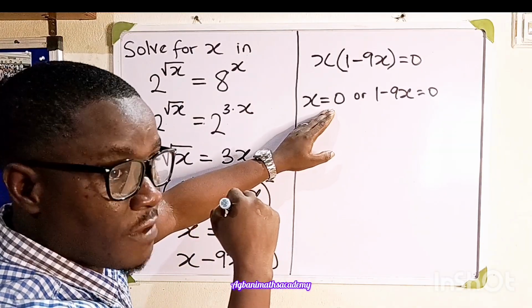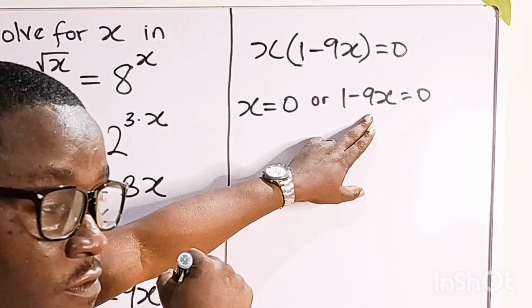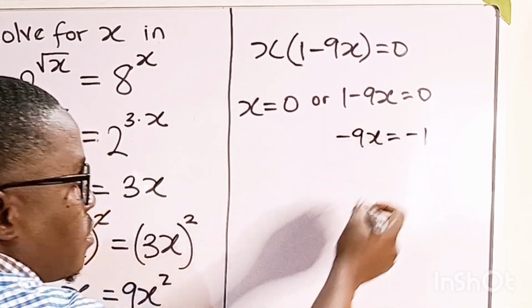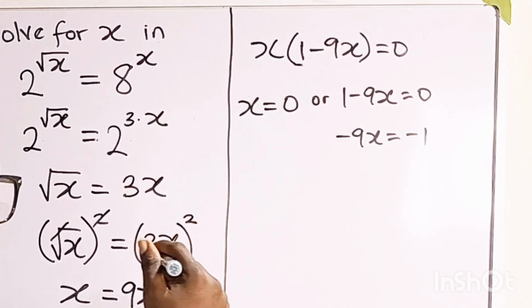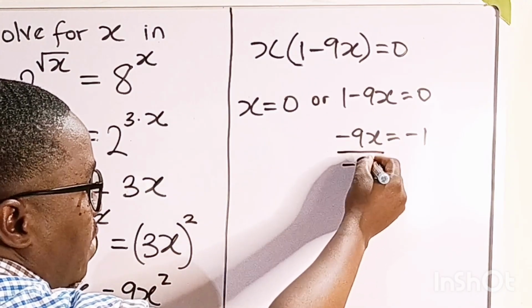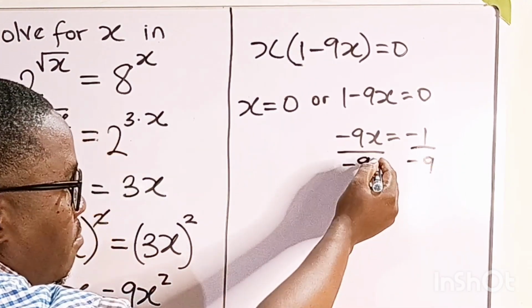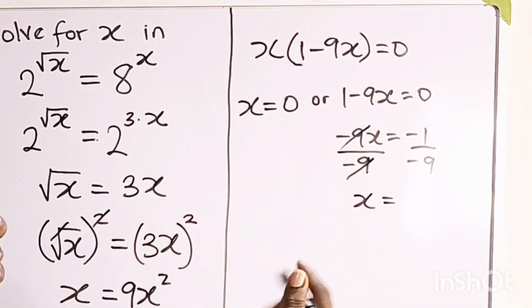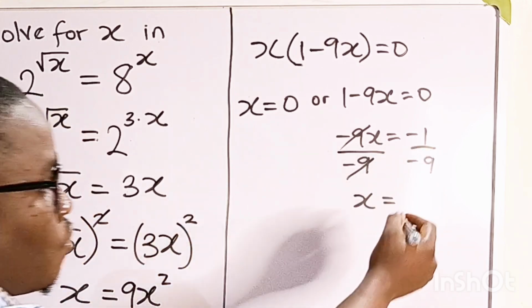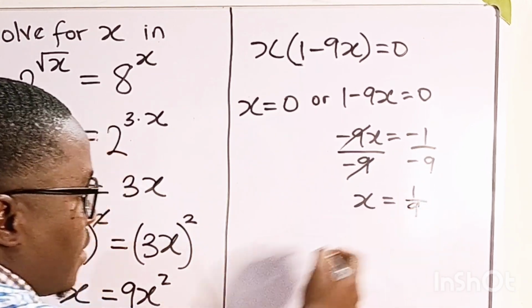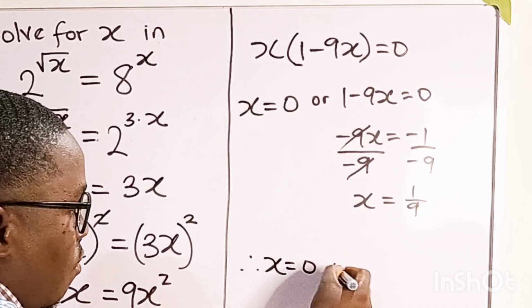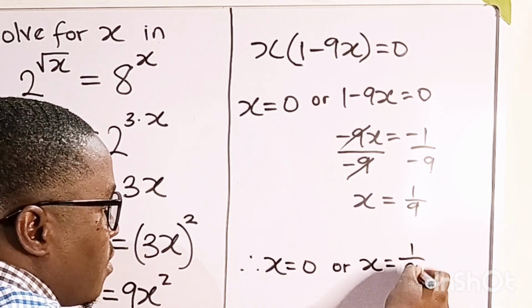So we've gotten one value of x, but we still need to move further to get the second value of x. Moving on to the right side, we have minus 9x is equal to minus 1. For us to get the value of x, we need to divide both sides by minus 9. Minus 9 is going to cancel out minus 9. x is equal to minus 1 divided by minus 9. The minus sign will cancel each other out. So we have x is equal to 1 over 9. Therefore, the two values of x that satisfy this equation are x is equal to 0 or x is equal to 1 over 9.